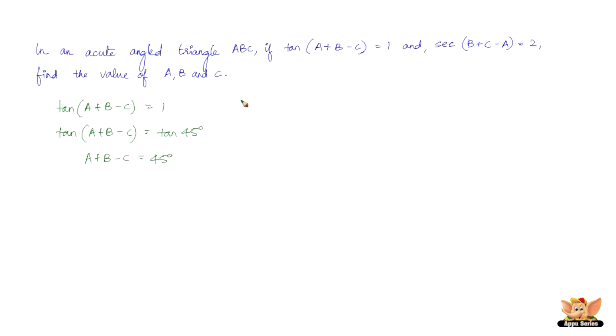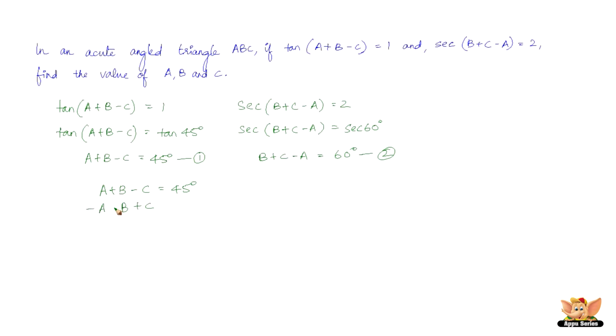This is one thing. Another thing is secant of (B + C - A) equals 2. Now since we've got secant on the left hand side, secant of what gives us 2? Secant of 60 degrees gives us 2. So therefore we can write B + C - A equals 60 degrees. So let's consider this as equation 1 and this is equation 2. Now let us add both these equations up. So we have A + B - C equals 45 degrees, and then we've got B + C - A equals 60 degrees.